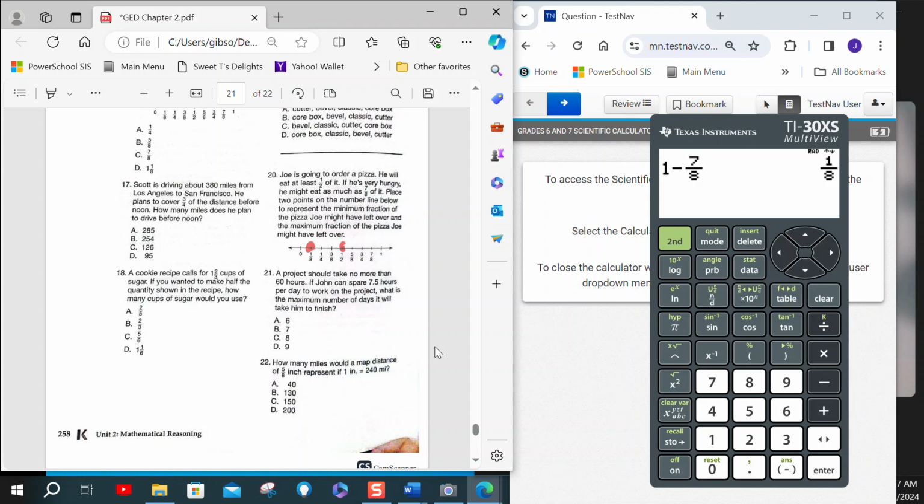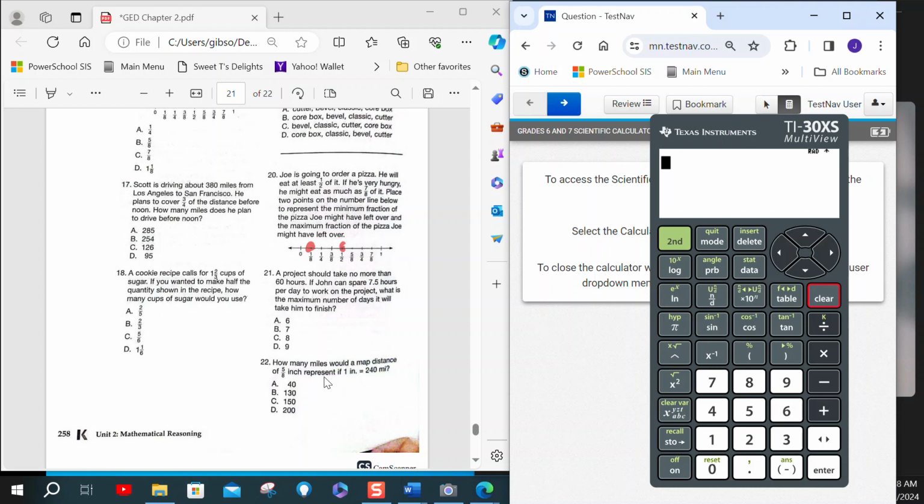Okay, it says a project should take no more than 60 hours. He could spare 7.5 hours a day. So we would take 60 divided by 7.5, and that would give us 8. What is the maximum number of days it would take him to finish? It would be 8.